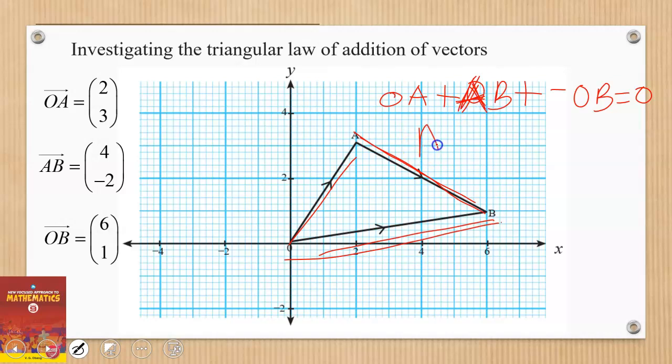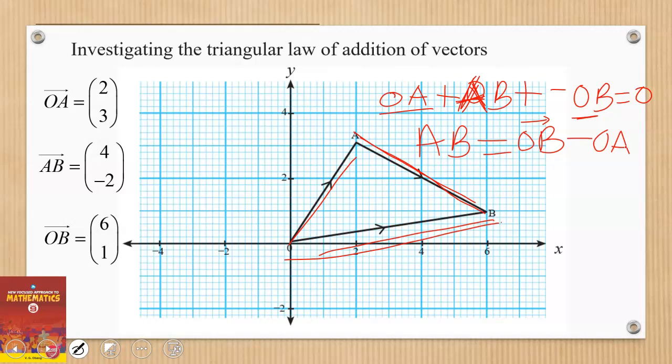If I try to make AB the subject, look at what will happen. If I move this one to the other side, it becomes positive OB, then this one crosses the equal sign to become OB. So this is what we call the law of addition of triangles. Anytime you add all vectors together in a triangular form, it will end up giving you 0.